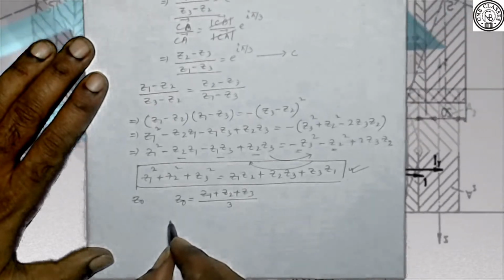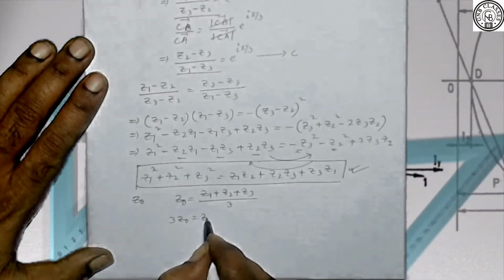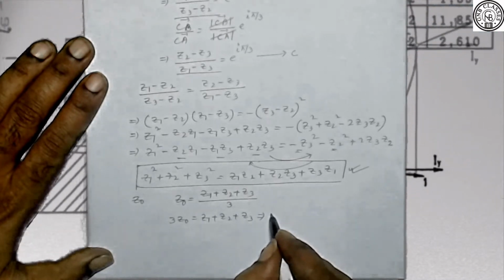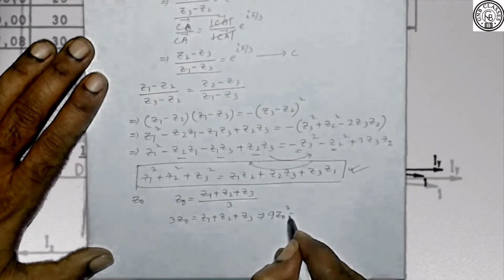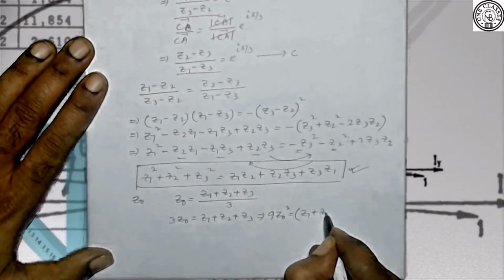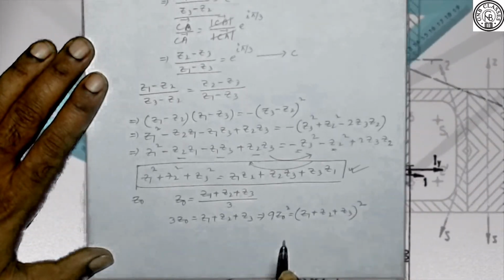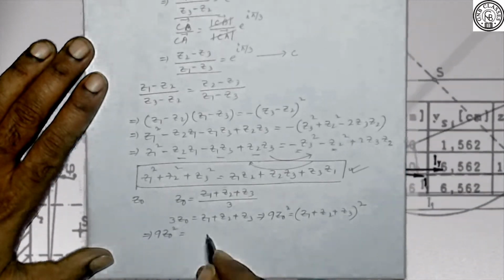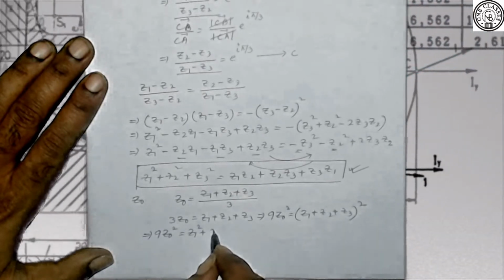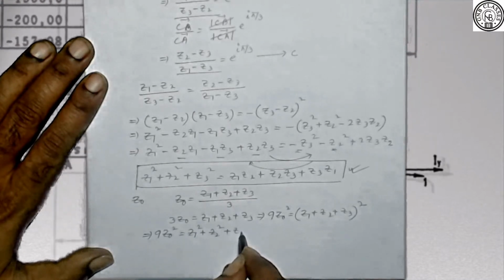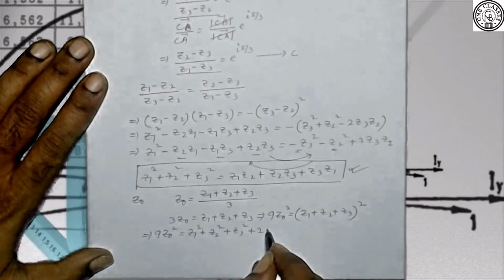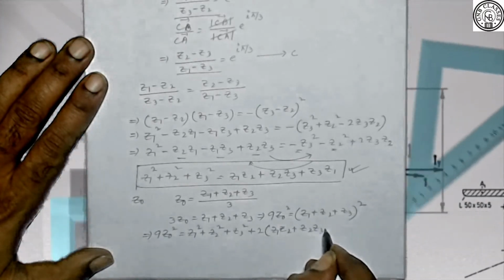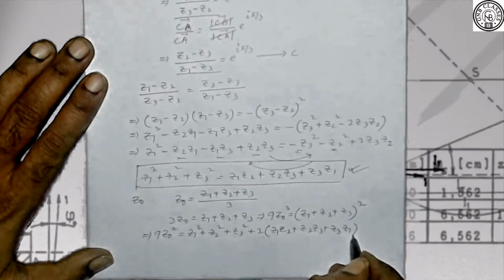Okay. Now let me cross multiply and square both sides. So what we are having? 9Z0 square is Z1 plus Z2 plus Z3 whole square. So if I open the bracket on the right hand side, what we are going to have? Z1 square plus Z2 square plus Z3 square plus 2 times Z1 Z2 plus Z2 Z3 plus Z3 Z1, right?